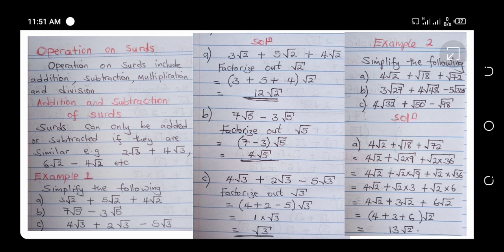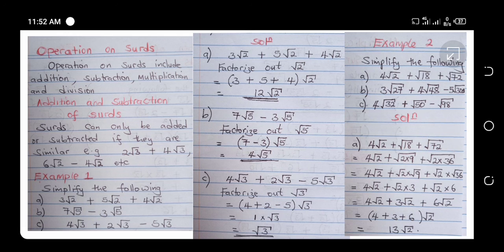Then we have example 2. They are saying simplify the following. We are given A up to C, and A is 4 root 2 plus root 18 plus root 72. Here we are going to need the ideas we got in the previous lesson, using that knowledge to simplify these. So in solution A, we have 4 root 2 plus root 18 plus root 72.